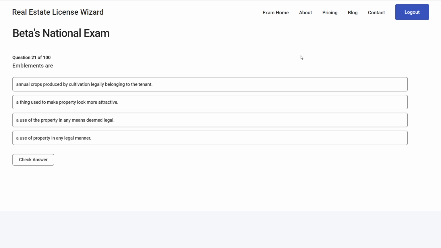Emblements are, and this gives us four options: annual crops produced by cultivation legally belonging to the tenant, a thing used to make property look more attractive, a use of the property in any means deemed legal, or a use of a property in any legal manner. All right, I'm going to give you guys an opportunity to think this one over.